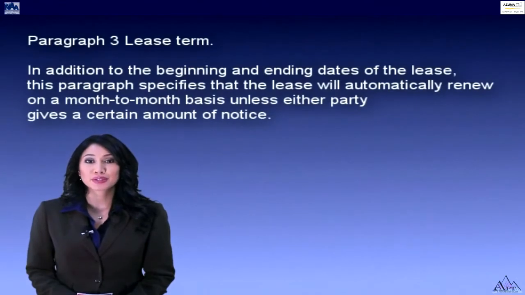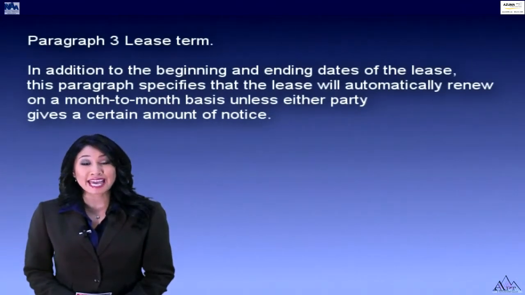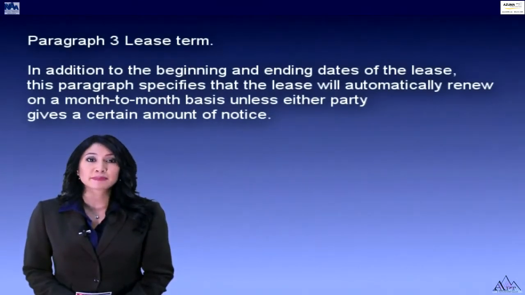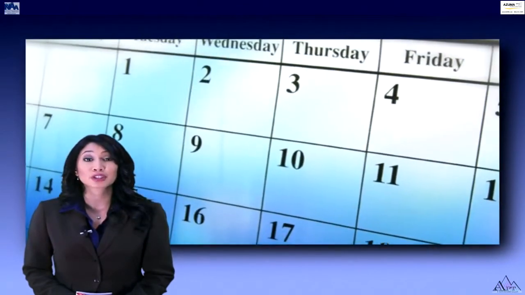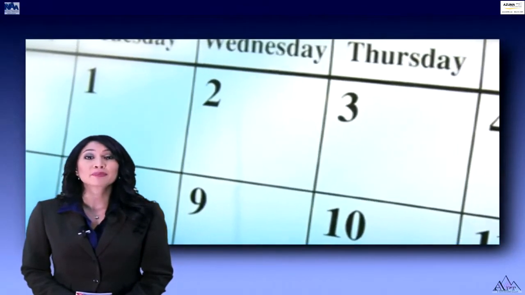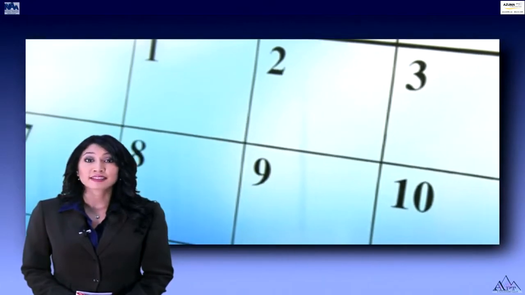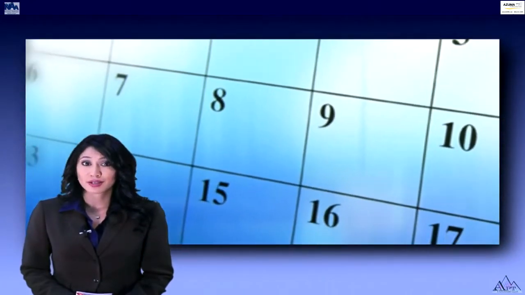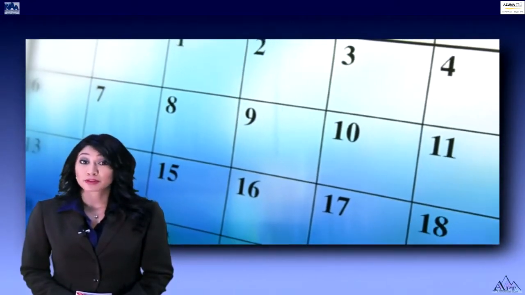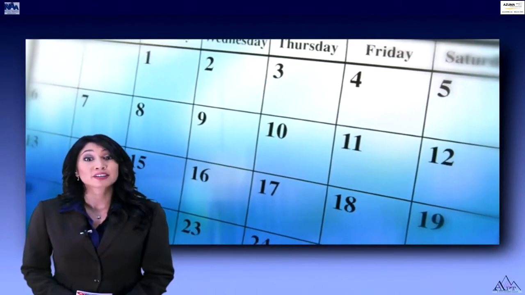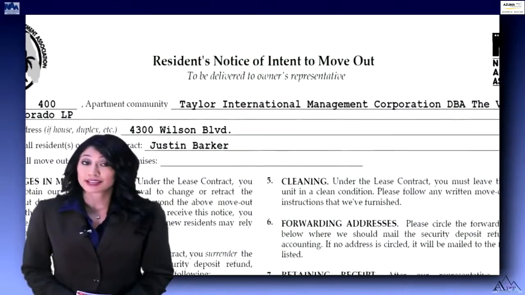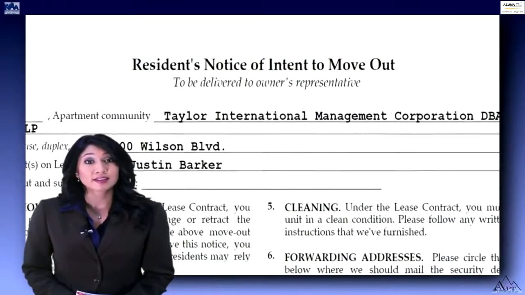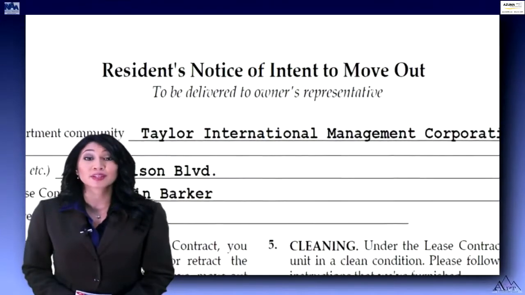Paragraph 3, Lease Term. In addition to the beginning and ending dates of the lease, this paragraph specifies that the lease will automatically renew on a month-to-month basis unless either party gives a certain amount of notice. If the number of days is not filled in, at least 30 days notice is required. So if you do not advise the property manager of your move-out date and the required number of days before your lease is due to expire, it will automatically be extended for another month, and so on, until you or the property owner gives notice to end the lease.